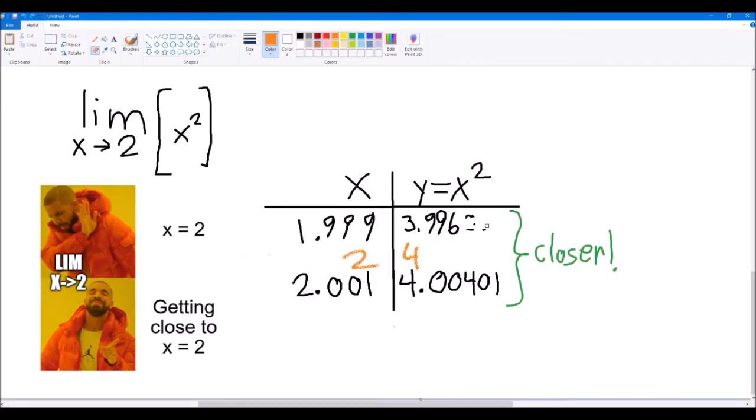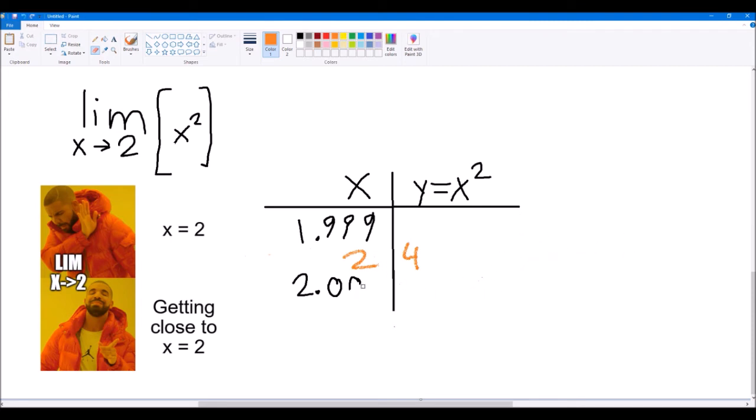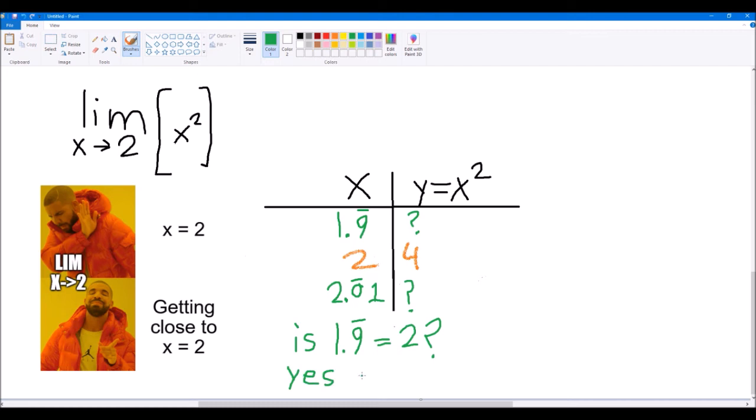Now what the limit does is take this to the next logical conclusion. As we let x get closer to 2, the estimate for the y values gets closer to 4. Basically, it's finding the y value of x equals 1.9 repeating and 2.0 repeating 1. It forces us to ask the question, is 1.9 repeating actually equal to 2? The limit lets us decide when it's most convenient to think of it as 2 and when to think of it as not 2.